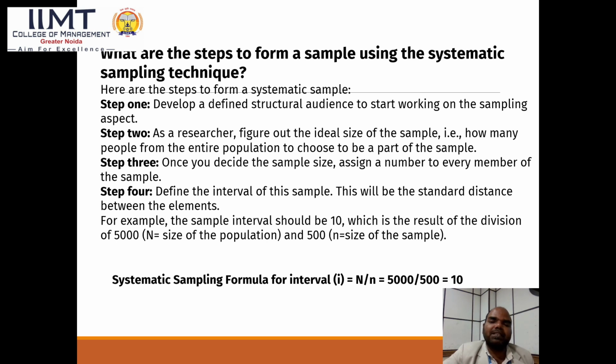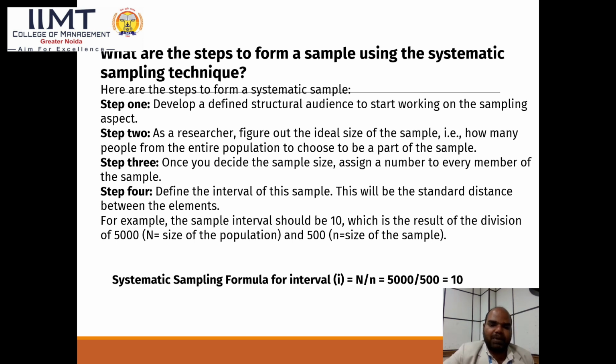Once you decide the sample size, assign a number to every member, every student of the sample. Define the interval of these samples. This will be the standard distance between the elements, meaning second, fourth, sixth, eighth, 10th, 12th, etc. For example, the sample interval should be 10, which is the result of division of 5,000, the whole population. Then N is equal to the size of population, and 500, n, is equal to the sample size.